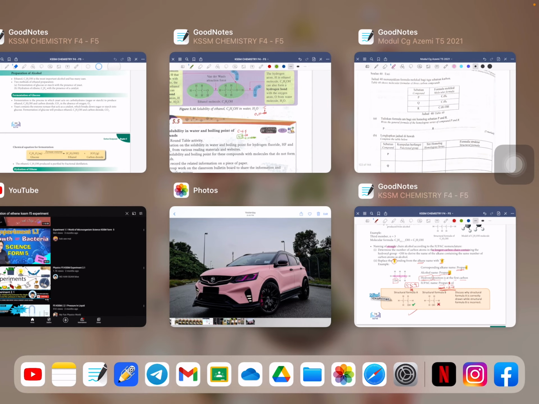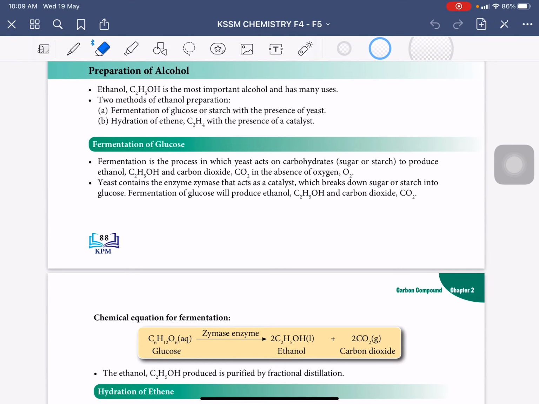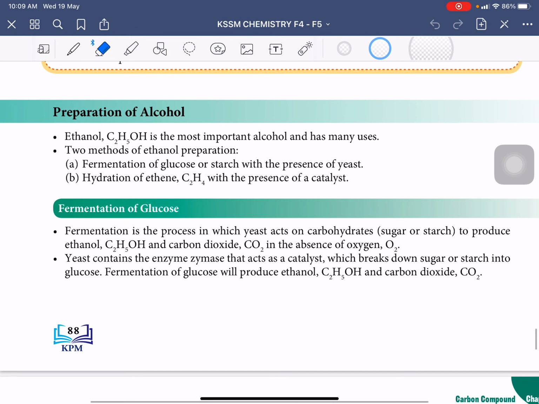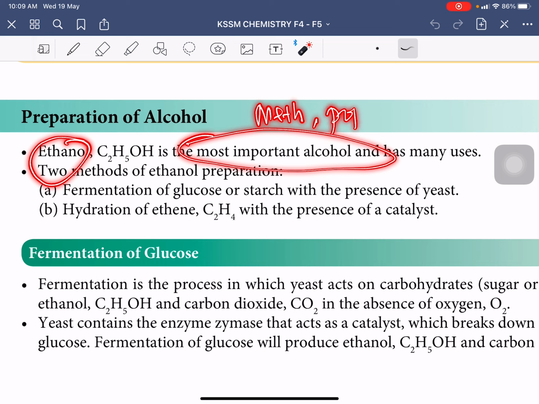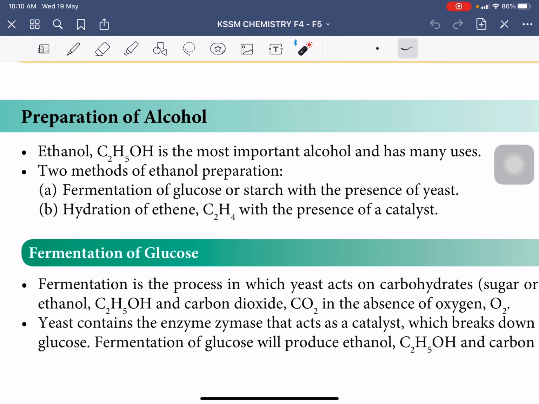Now let us go back to your textbook and look at the preparation of alcohol. How to prepare alcohol in the lab? Ethanol is the most important alcohol and has many uses. You have methanol, ethanol, propanol, and a lot of alcohols in the homologous series until octanol. But the most important one, with many uses, is ethanol.